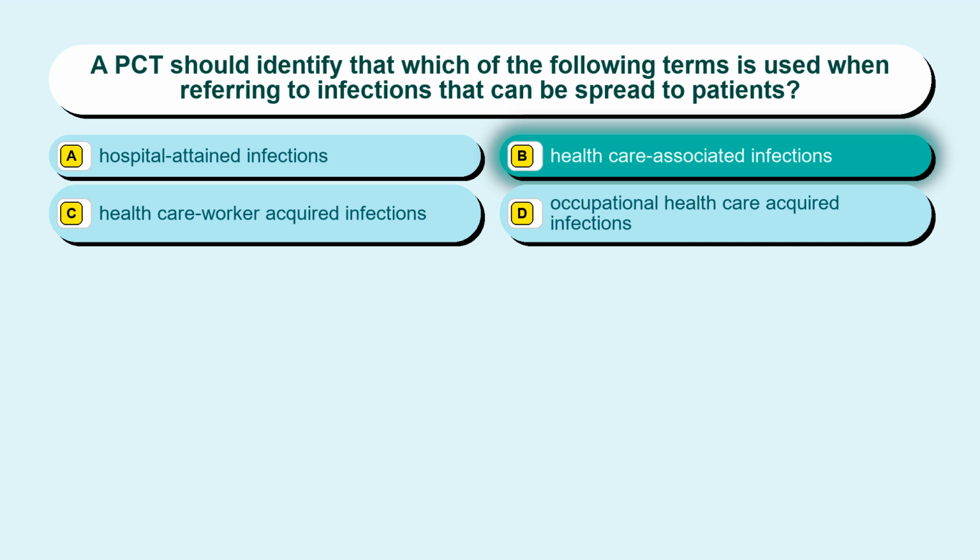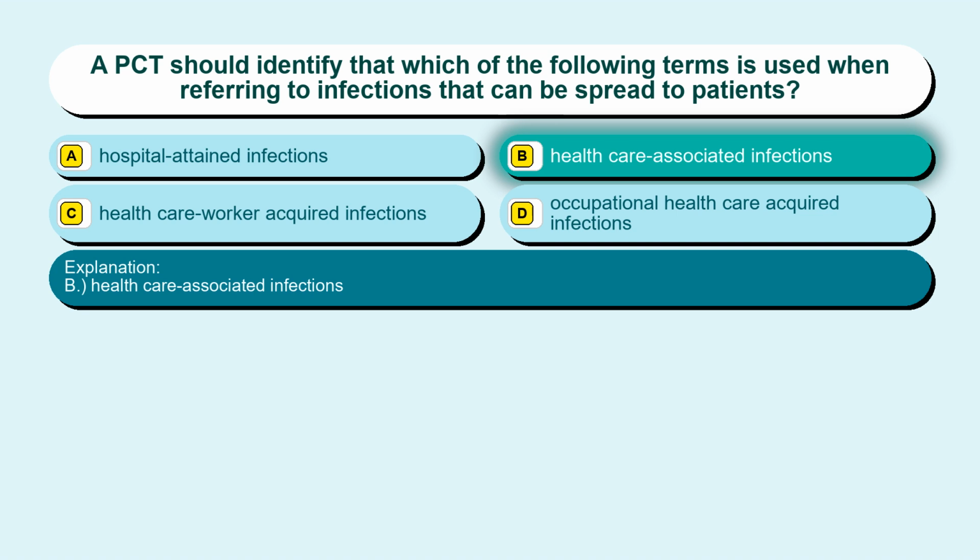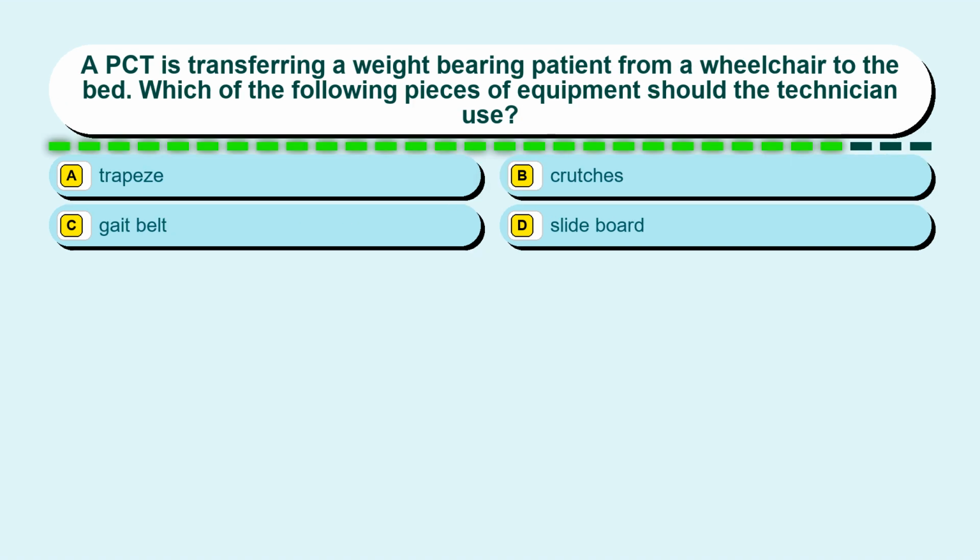The correct answer is option B, healthcare-associated infections. Question 72. A PCT is transferring a weight-bearing patient from a wheelchair to the bed. Which of the following pieces of equipment should the technician use?